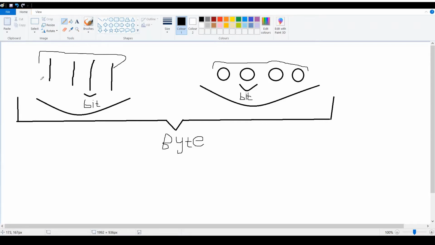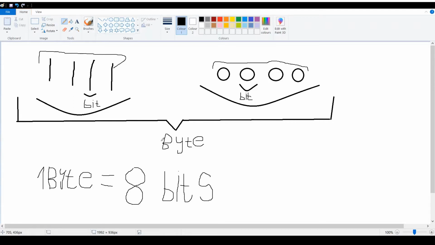So we can see that we have a total of 8 bits, 4 zeros and 4 ones. They could all be zeros, 8 zeros, or they could all be ones, 8 ones. But once we have 8 of them, 8 different bits, they are equal to 1 byte. So 1 byte, all of those 8 bits are 1 byte. So 1 byte equals 8 bits.